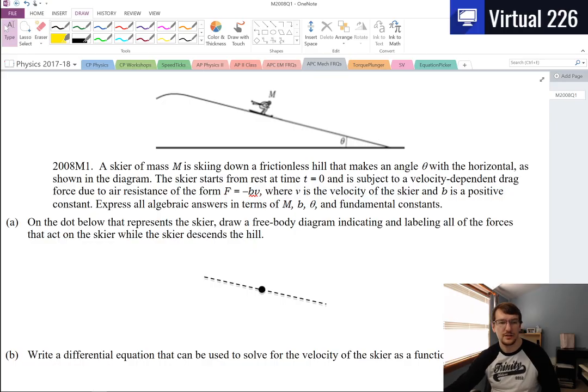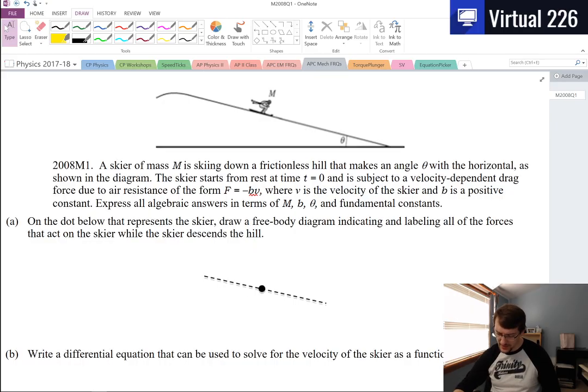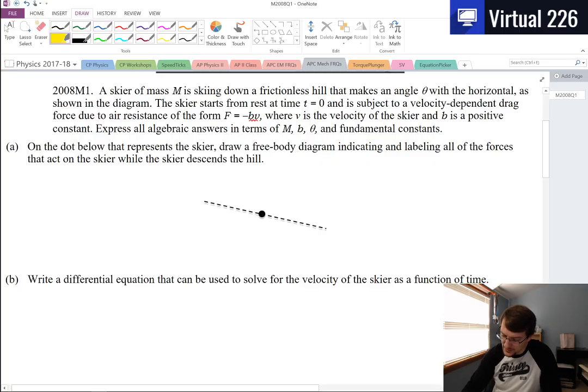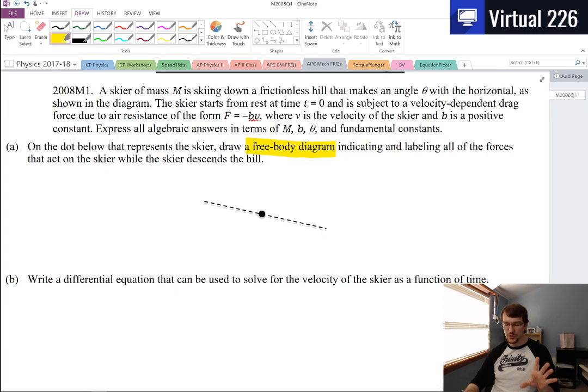So let's get into this. What we're asked to do in part A is to just draw a free body diagram of the skier, indicating and labeling all the forces that act on the skier while they're descending the hill. Now, remember, when you're drawing a free body diagram, do not draw the vector components, okay? And I'll show you what I mean by that in a second.